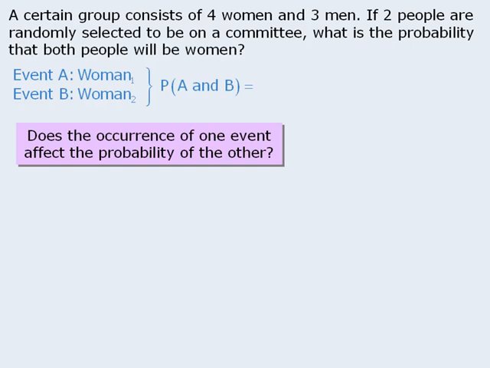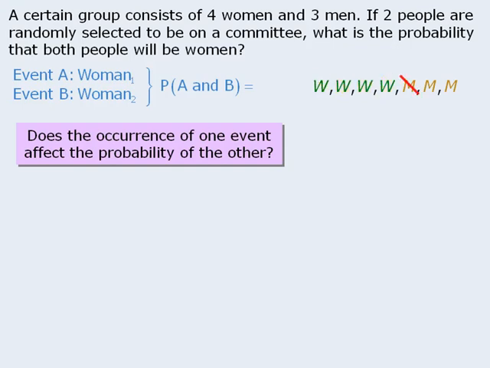In other words, if a woman is selected on the first selection, will this affect the probability of selecting a woman on the second selection? The answer here is yes. For example, consider these 4 W's and 3 M's as representing 4 women and 3 men. If a woman is selected on the first selection, then for our second selection we see that 3 of the 6 remaining people are women.